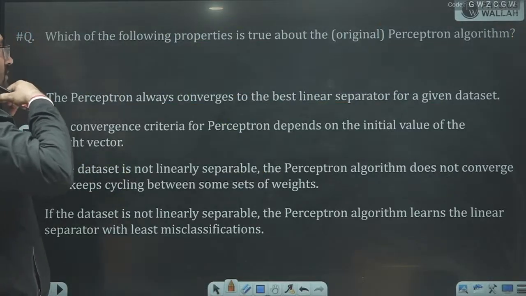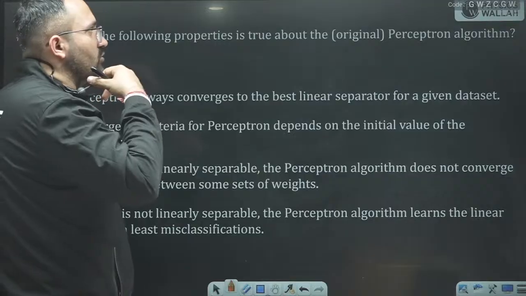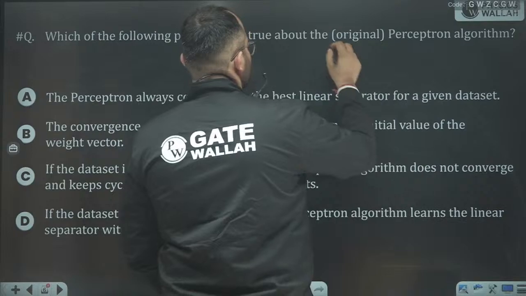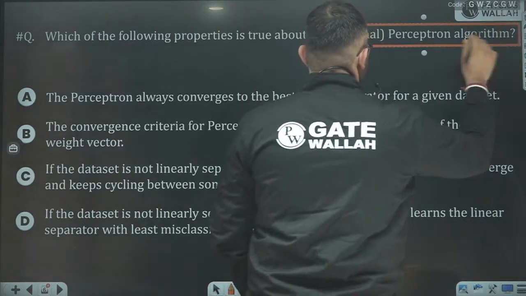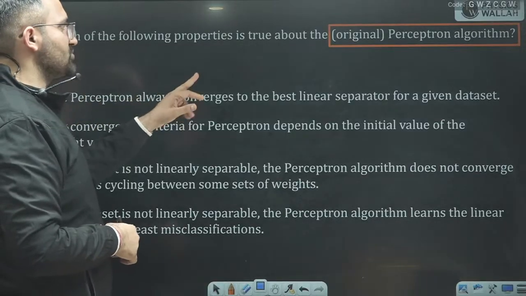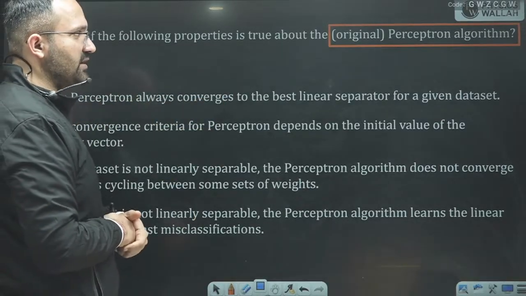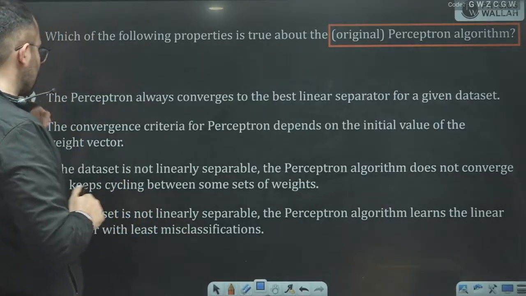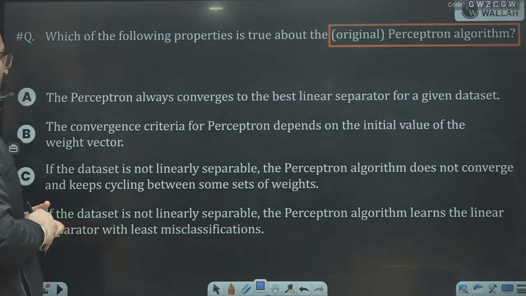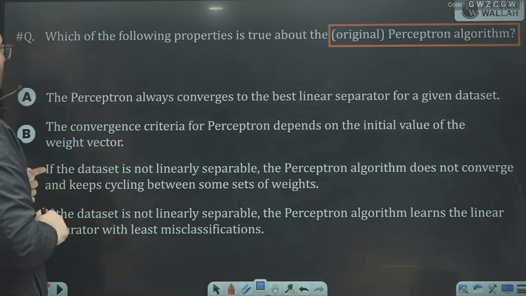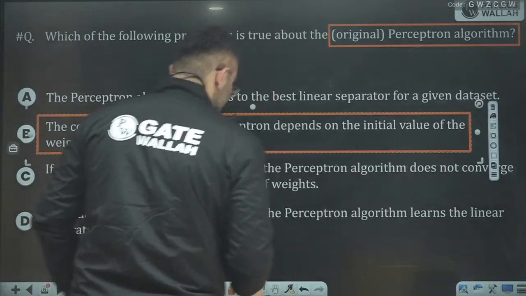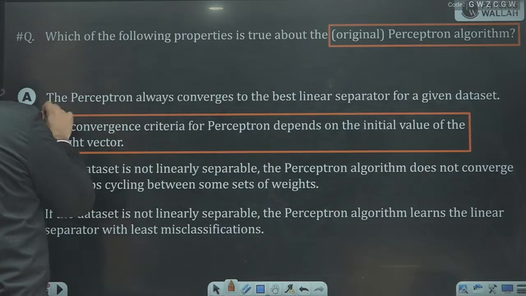Now, which of the following properties is true about the original perceptron algorithm? Let's see. The perceptron always converges to the best linear separator for a given data set. Is it fine? I don't think it's correct. The convergence criteria for perceptron depends on the initial value of the weight vectors. Obviously, yes, this is true. Initialization has an effect on the final result. This is true.